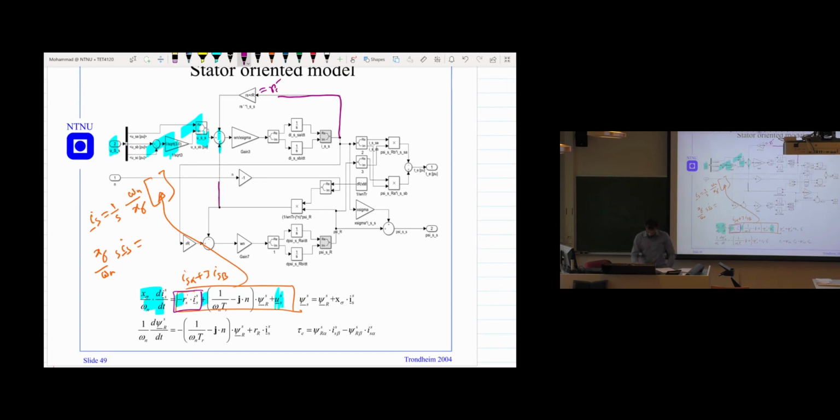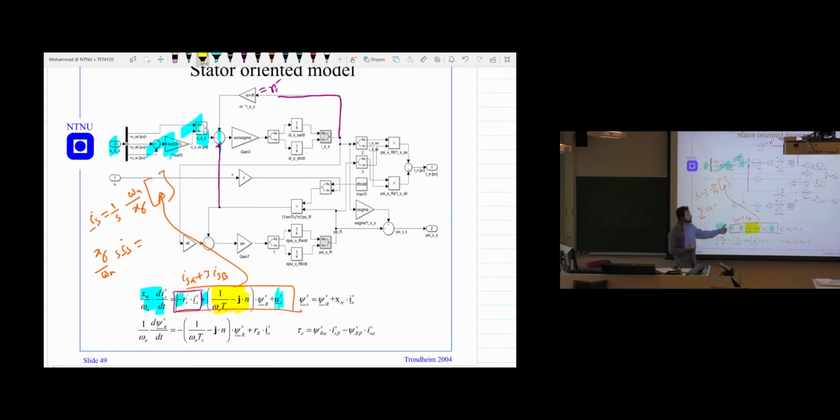And the second part, the plus term, is this part: 1 over omega n TR minus J of n, multiplied with the flux. If you look at all this, you will find it like this. I'm not discussing the details of how, but this is the implementation in Simulink, and it is a stator-oriented frame.